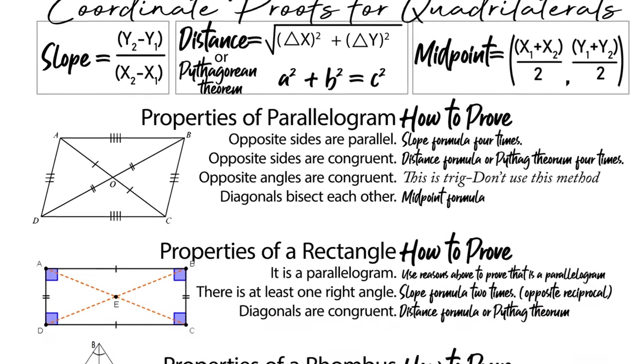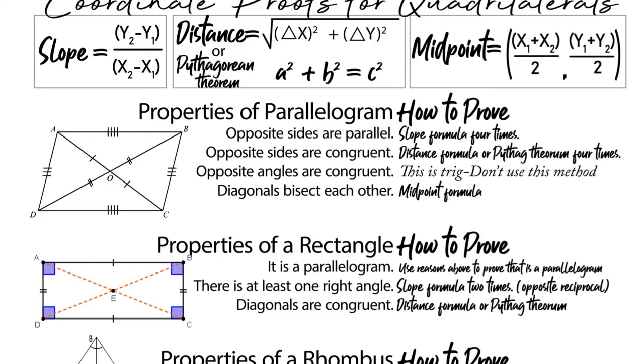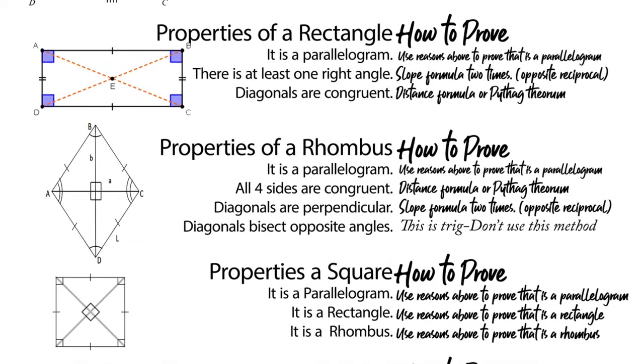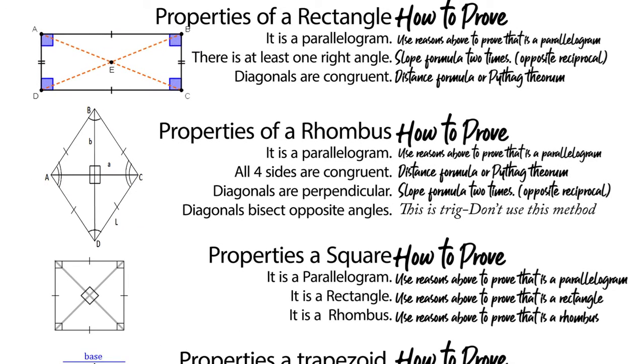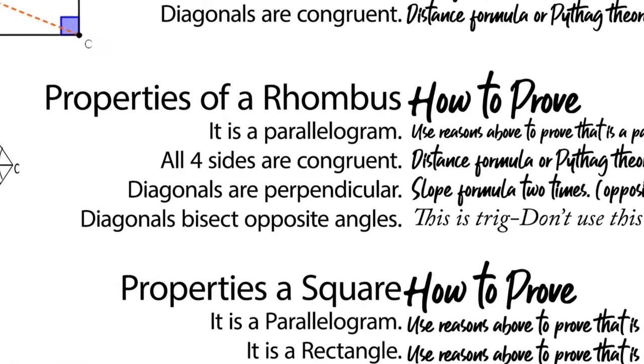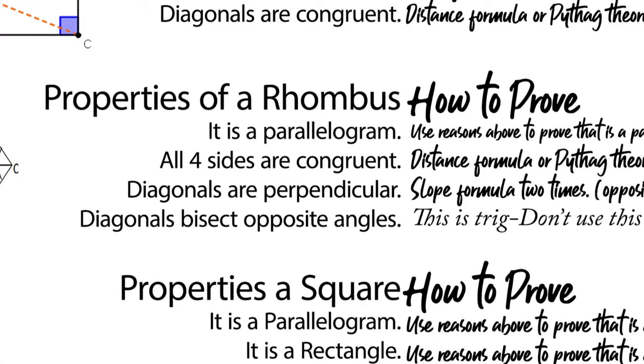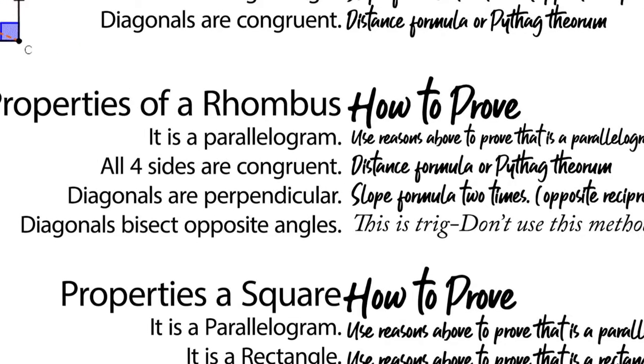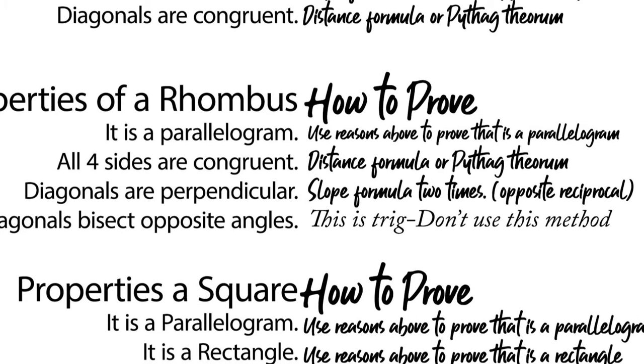And so what do I know? It's got to be a parallelogram, right? But is it a rectangle, a rhombus, or a square? Well, let's take a look at the properties of a rhombus. So it says how to prove it's a rhombus. Well, the first criteria is that it's a parallelogram. And so how are we going to prove that this is a parallelogram? We're going to use the reasons above.